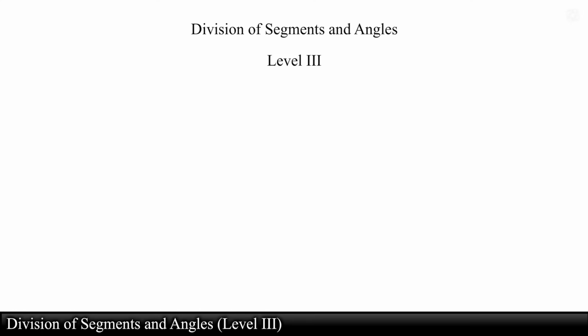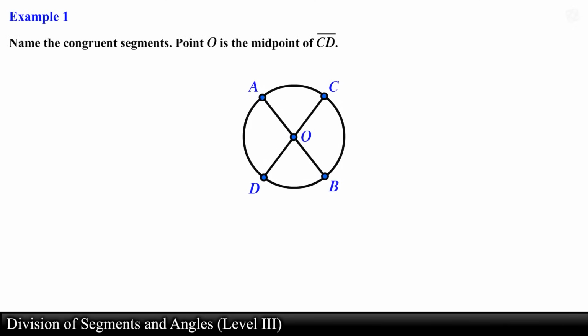Division of segments and angles, Level 3. In this video, we will go over more basic examples involving division of segments. Let's take a look at the first example. Name the congruent segments. Point O is the midpoint of segment CD. In this problem, we are asked to determine which segments are congruent given that point O is the midpoint of segment CD. Recall that a midpoint splits a segment into two congruent segments.